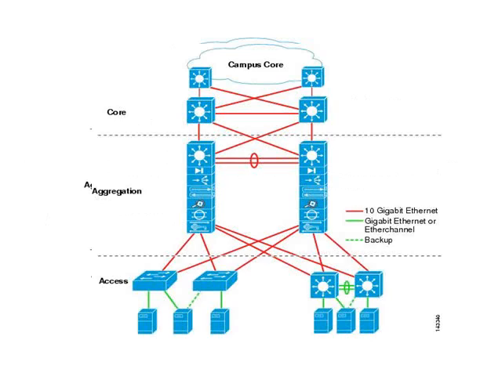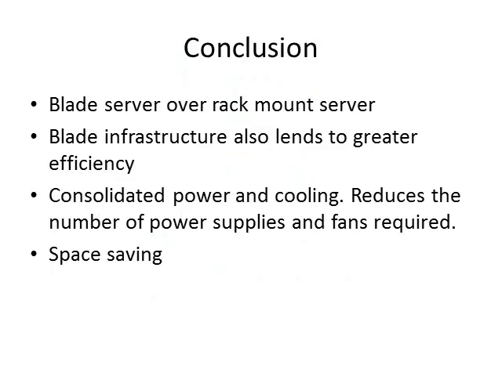Here is the design of the multi-tier model topology that we are using. This is the core layer, after that is the aggregation layer, and here is the access layer at the bottom. The question arises, could we make this system with rack mount servers? The answer is yes, we can. However, we still use blade servers. Why is that? The reason being that the blade infrastructure leads to greater efficiency because of consolidated power and cooling. It reduces the number of power supplies and fans required. And due to its infrastructure, there is also an added advantage that space is saved.